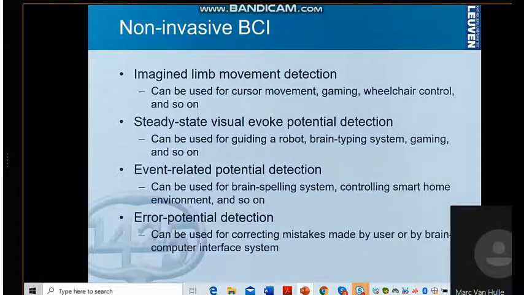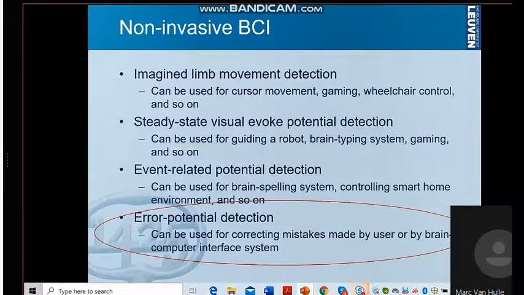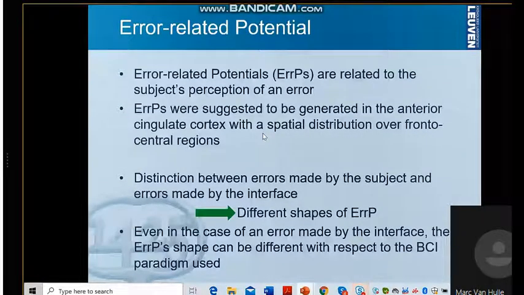Okay, we have been discussing point 3, so next slide, event-related potentials. We can also look at another type of event-related potential, the so-called error-related potential, and that one occurs when a mistake is being made, and it has the potential to correct mistakes. Let's go through that.